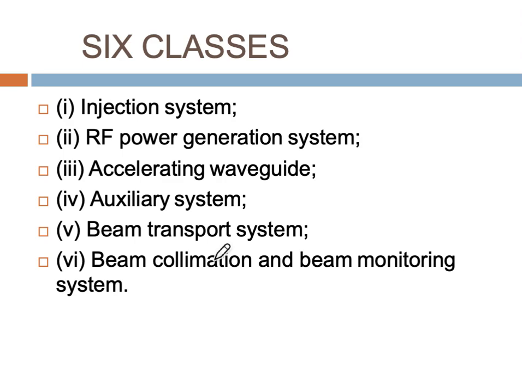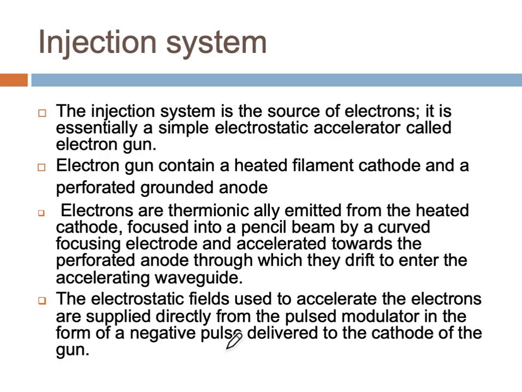An injection system is required to run the accelerator, then the RF power generator, accelerating waveguide, auxiliary system, beam transport system, and a beam collimation and monitoring system. Let me go quickly through the injection system. The injection system is the source of electrons. The electron gun contains a heated filament cathode and a peripheral grounded anode, and electrons are thermionically emitted from the heated cathode and focused into a tensile beam by a curved focusing electrode.